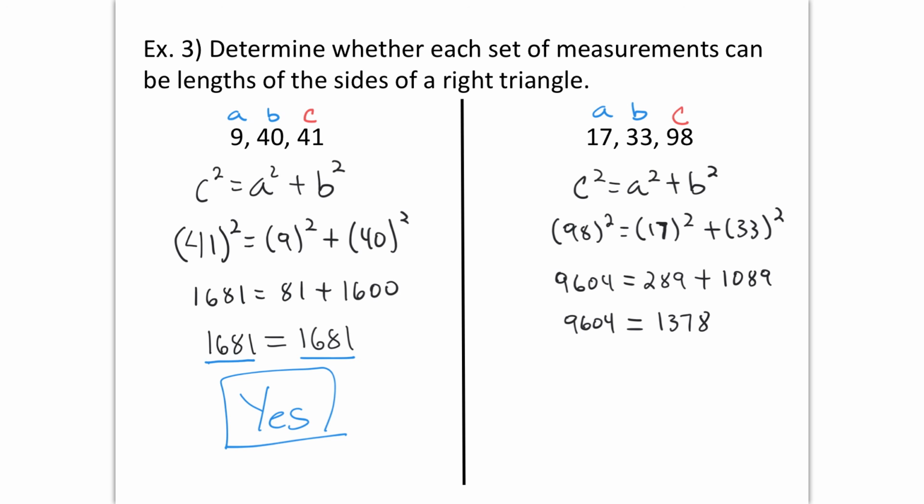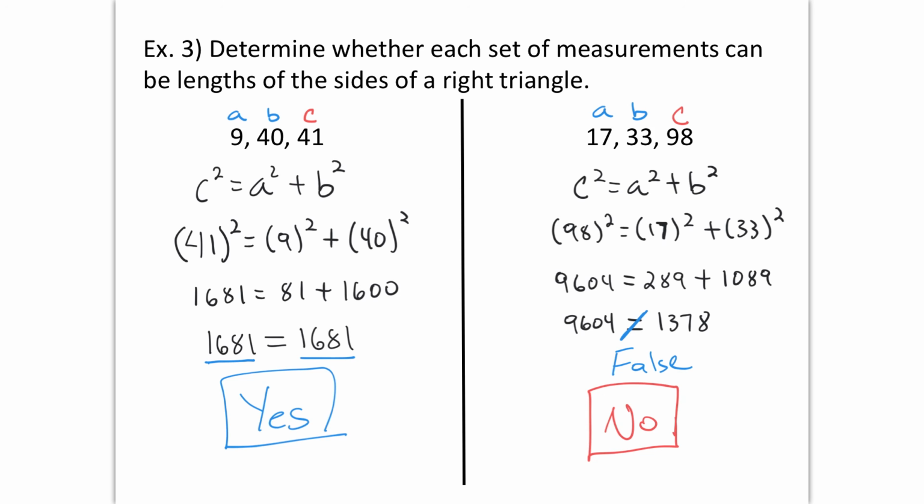So we get 98 squared equals 9,604. 17 squared is 289. 33 squared is 1,089. When you add the right side, we get 1,378. But the left side of the equation is 9,604. So this is not equal. So this is false. That is going to be a false statement. They're not equal. So are those three measurements from a right triangle? We say no, they're not. So I'm going to put a no here.